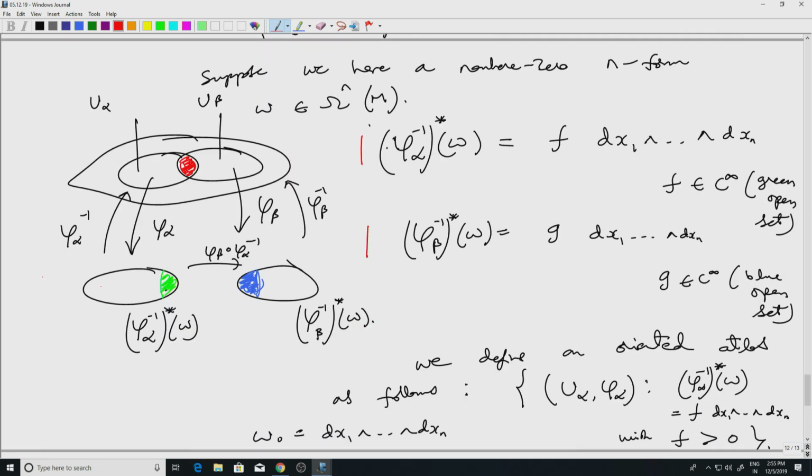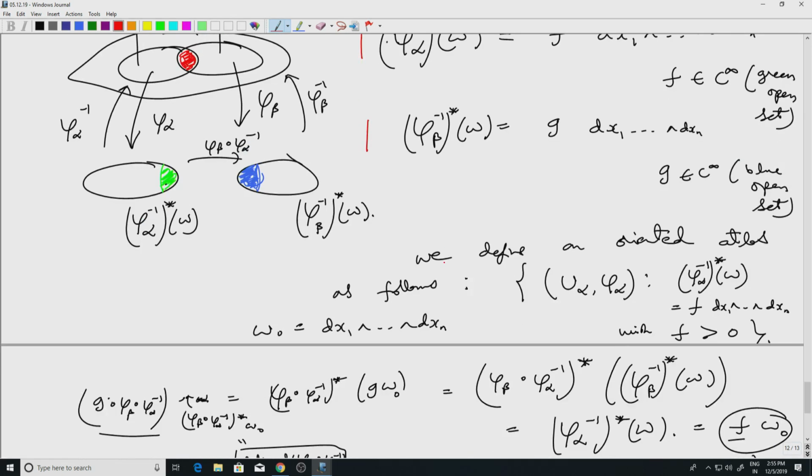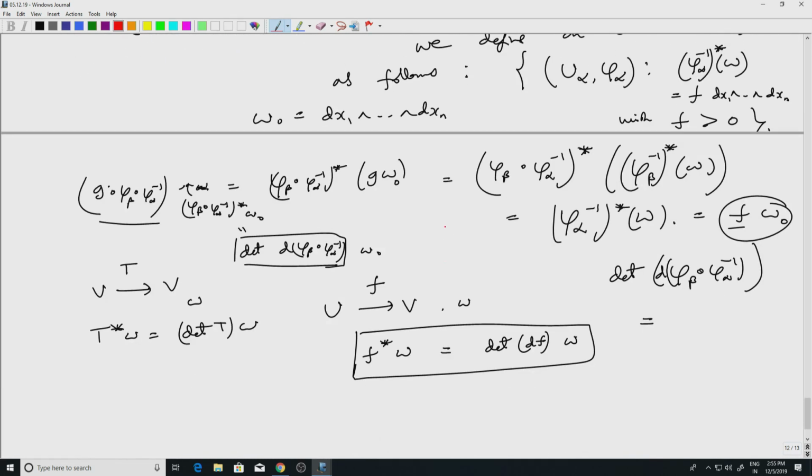The moment you pick out those charts which have this property, we showed that the transition functions have the required property, namely this thing here. This is the object we are concerned with. This turned out to be positive because this is positive, as well as the right side, this is positive.